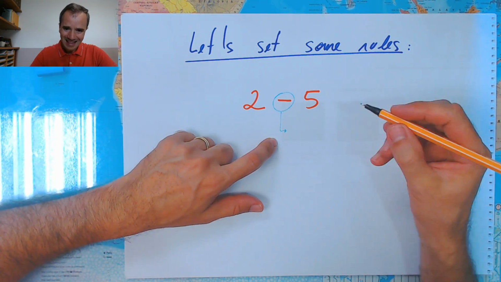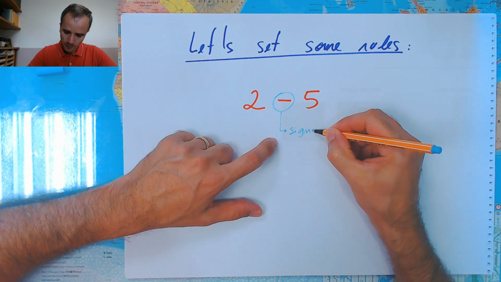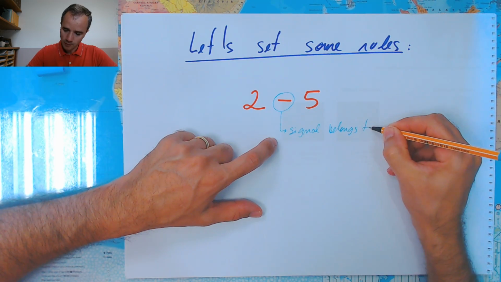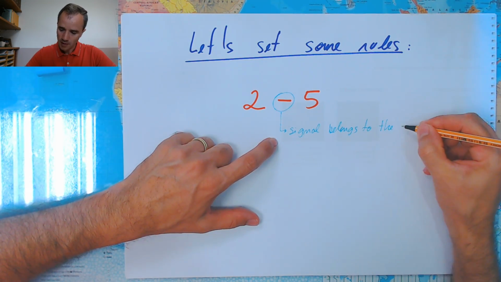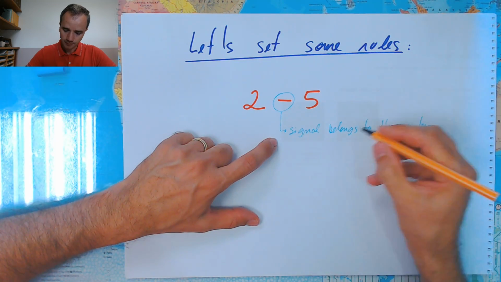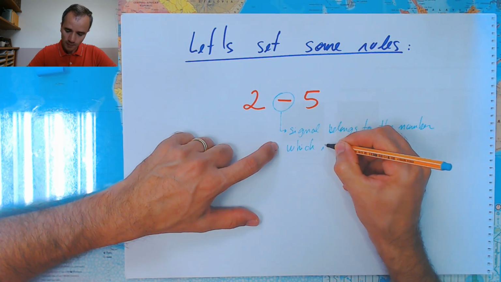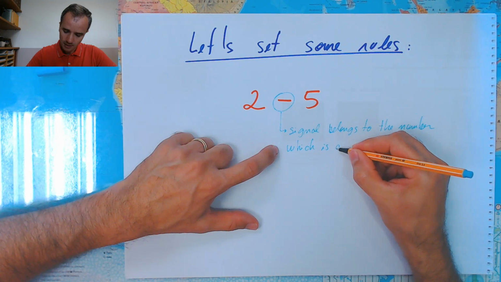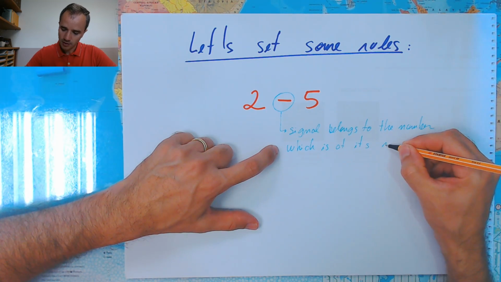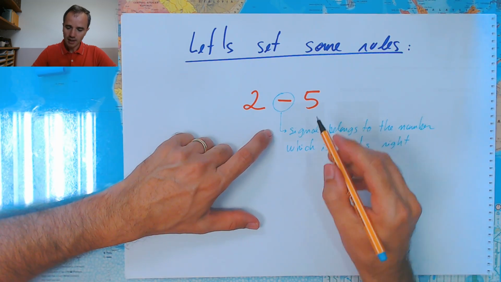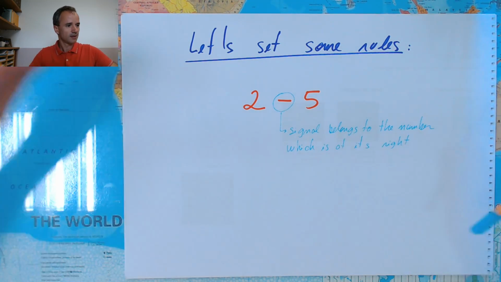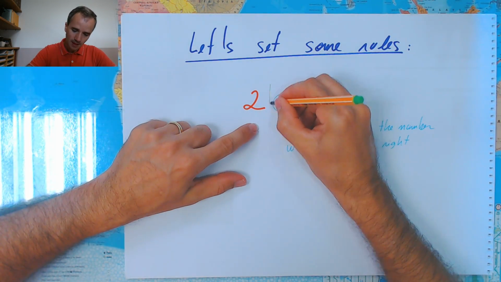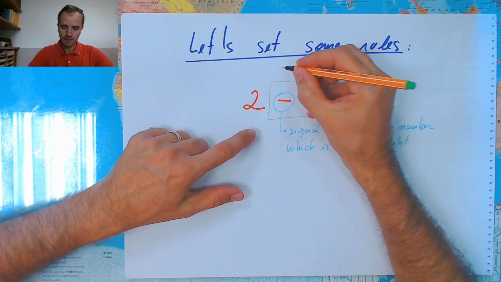Well, that signal belongs to the number which is at its right, who is at its right. Okay, what I mean is this. Let me take the green one. This is a group. Okay, let's call this a group.